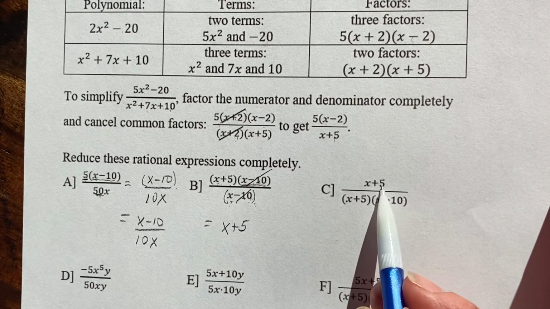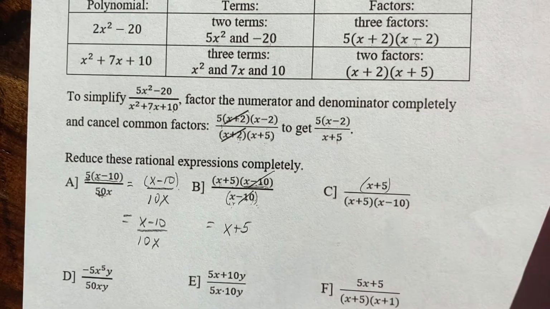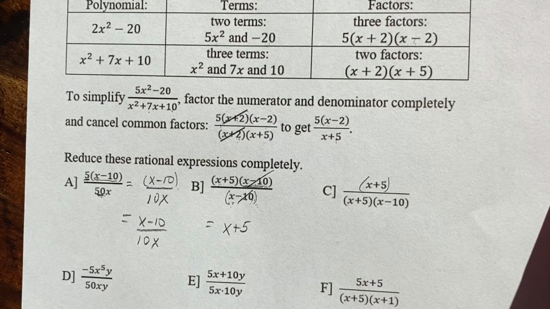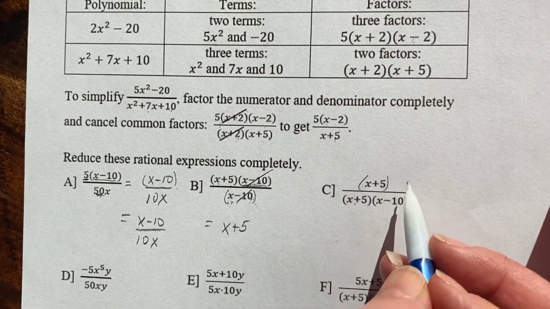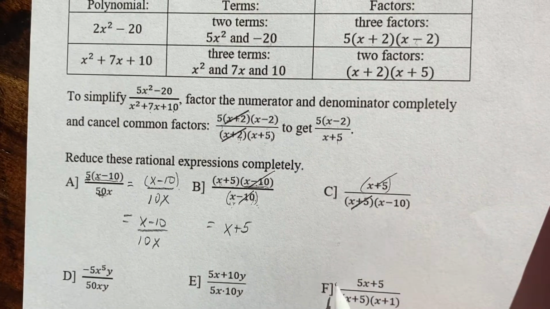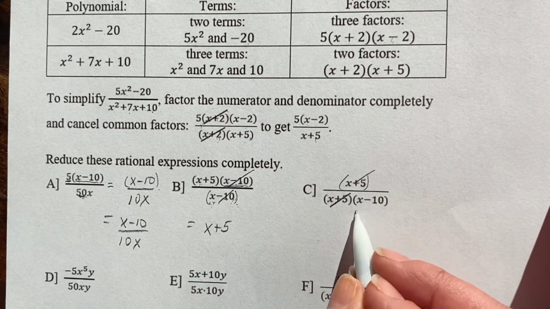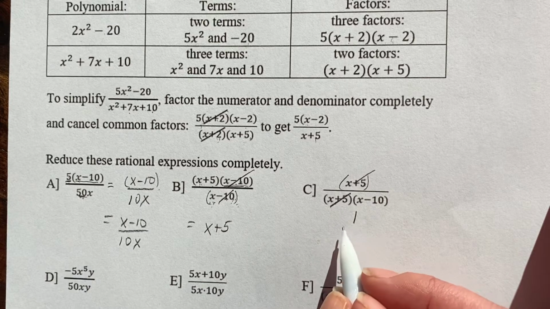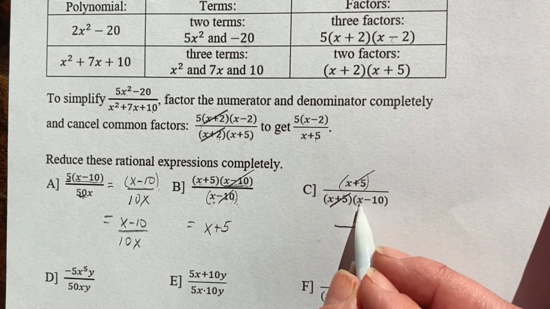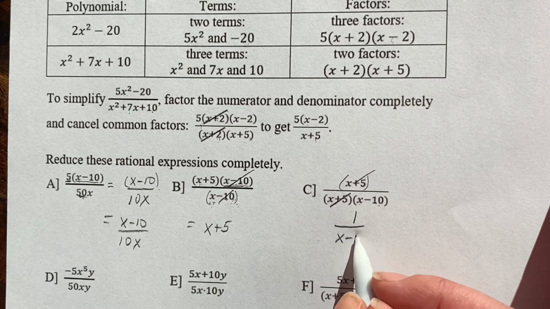Same thing for part C. We have an x plus 5 on the top. Again, those are grouped together. We have an x plus 5 on the bottom. So we can factor that out, dividing it out of the problem. Now, in the numerator, if you divide it out, it becomes a 1. Okay, so it is still there. And then on the bottom, we're left with x minus 10.